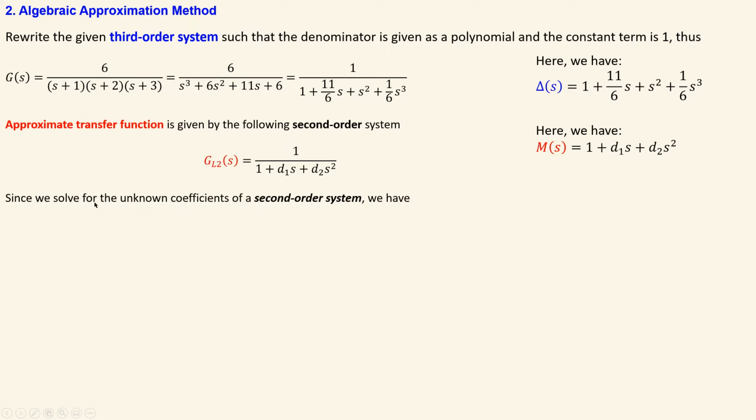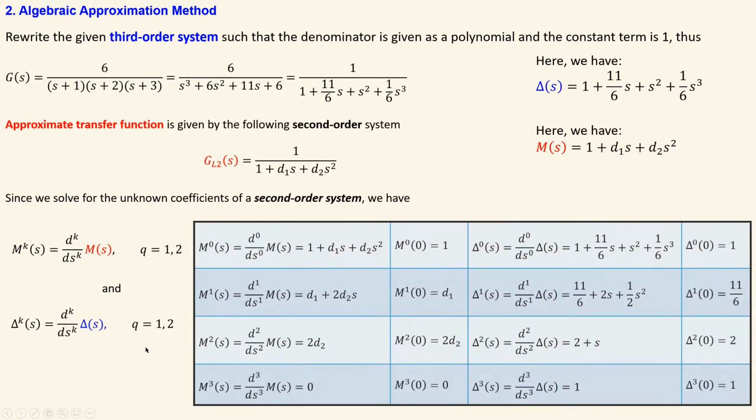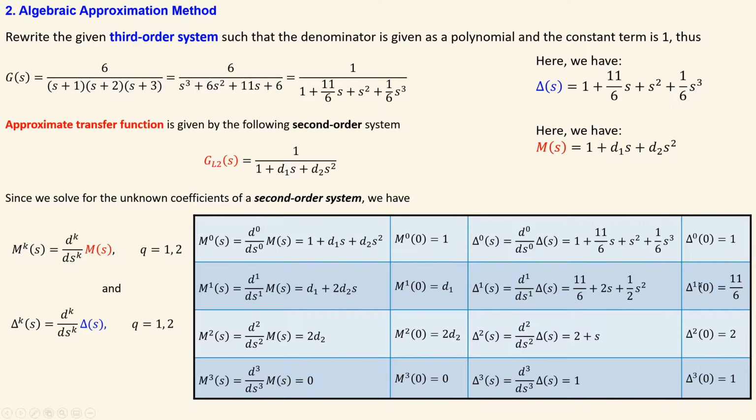Okay, since we solve for the unknown coefficients of a second order system, we have the following situation. This is the expression to determine the values of m, and we go for q equal to 1 and 2, so we have two values for our q. We did it also for the delta, so we also have an expression, again for q is 1 and q is 2. So we will evaluate this for two values of q. Now if you do that, you will have this result in the table.